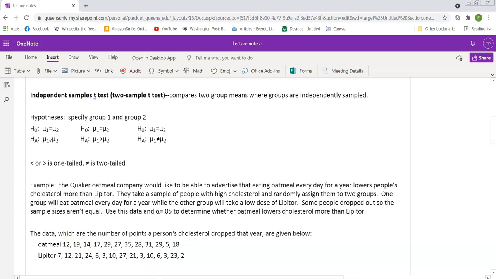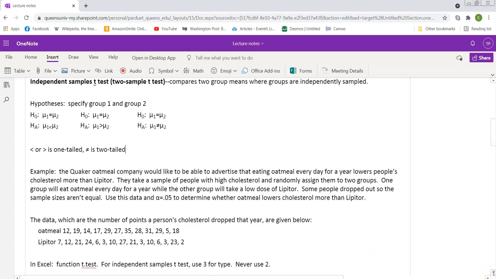By the way, it's nice if the sample sizes are the same, but it's not at all required. In fact, for things like clinical trials, which is kind of what this is, you'll see a lot of people drop out because of side effects or because they can't stand to eat oatmeal. Yuck. Apples and cinnamon oatmeal's all right, but not regular oatmeal.